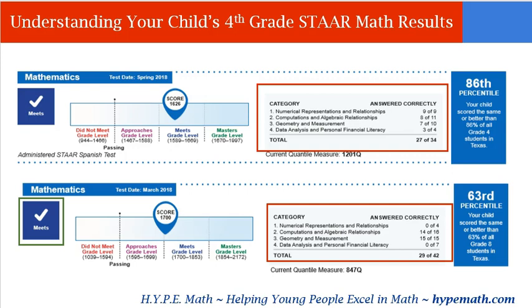But take a look at the bottom. For this example, it shows that the student did meet the performance level. However, take a look at the categories. Even though they met the level of performance for that grade level, look at numerical representations and relationships. It shows 0 of 4. And also data analysis and personal financial literacy is 0 of 7.